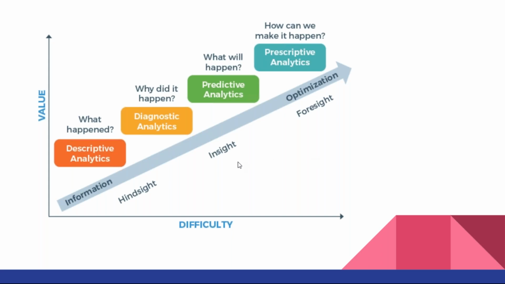So it talks about difficulty. If you see, the difficulty scale is increasing and the value scale is also increasing. The kind of analysis that you will perform, the different value the customer or the end client will be getting from you. So descriptive analytics, what exactly does this talk about? This talks about what exactly happened. So it's about information. And in terms of difficulty, it's pretty simple to perform descriptive analytics. That is also a job of the data analyst who does this task.